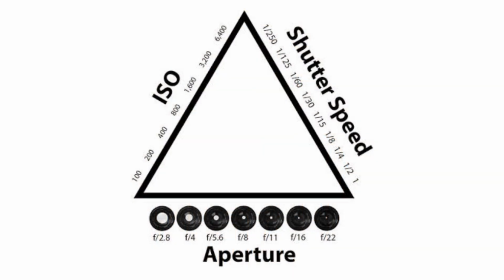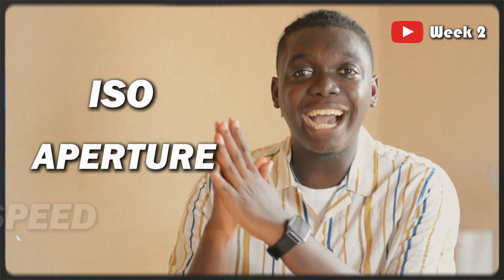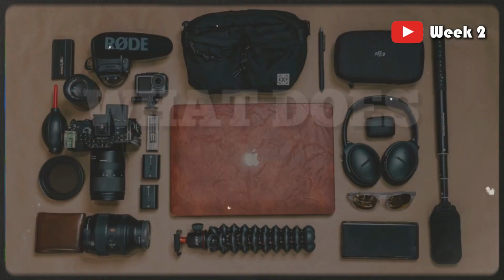Welcome to today's class, and today we're going to be talking about the exposure triangle. The exposure triangle is how light enters your camera, and this determines how your video or your pictures come out. The exposure triangle is a team of three settings working together, which is your ISO, your aperture, and your shutter speed. These three combined determine how your pictures and videos will turn out. So let's get into it.